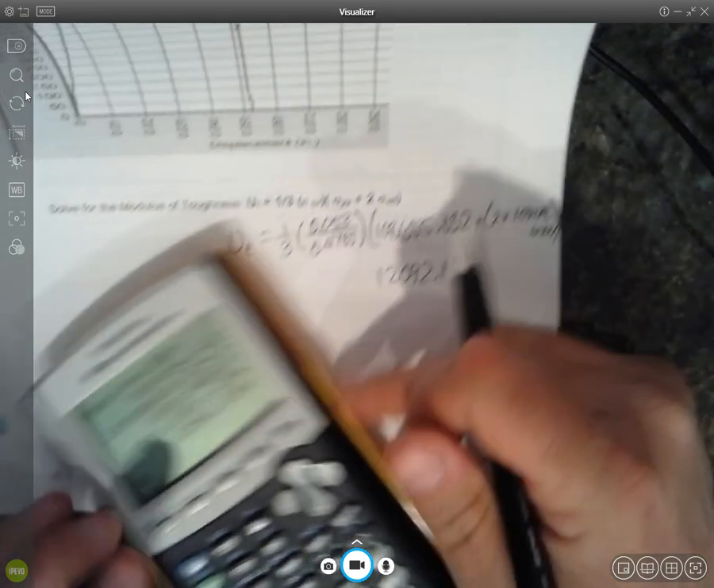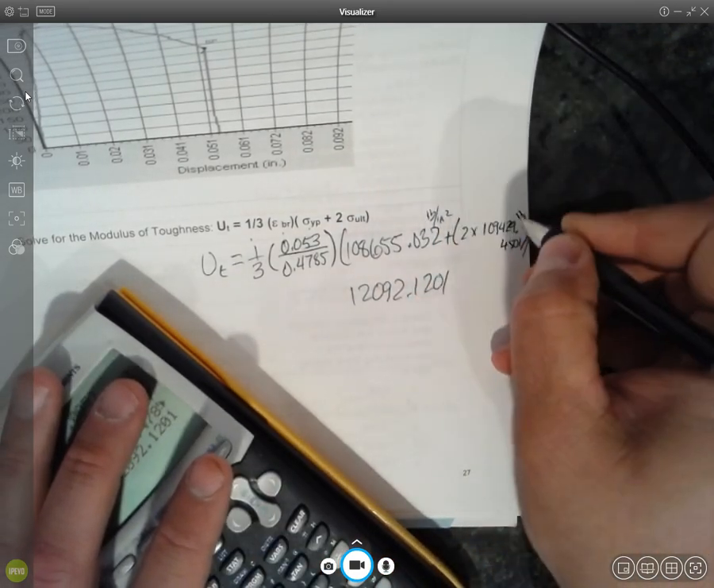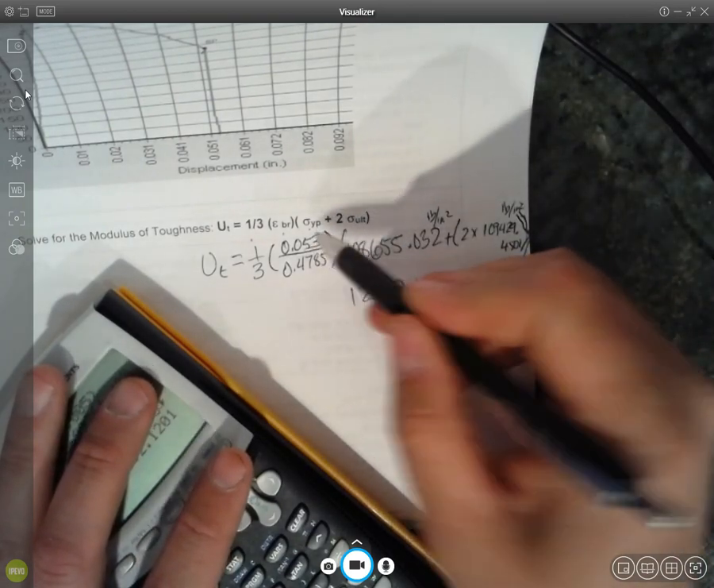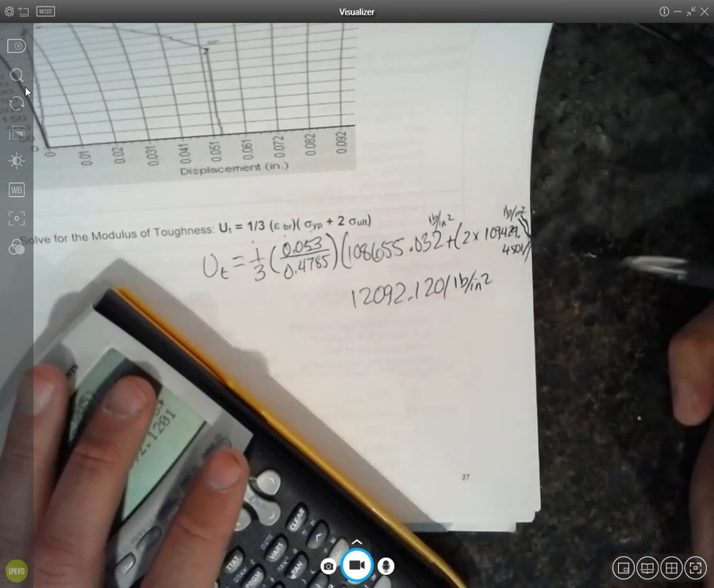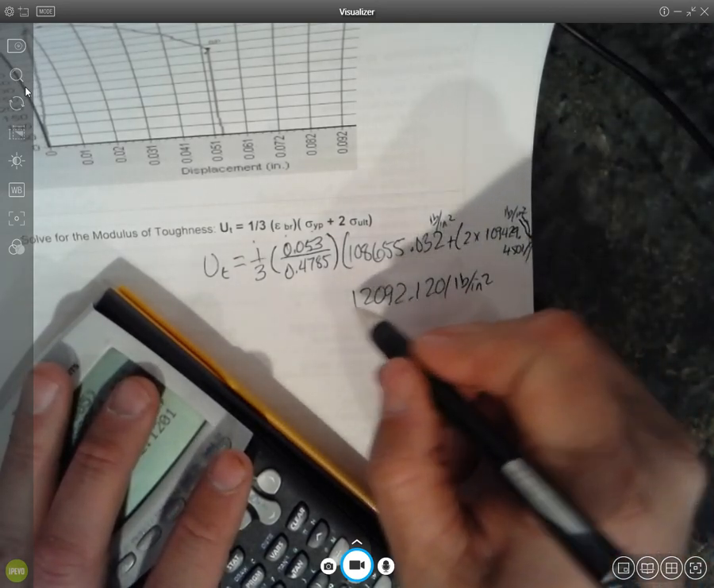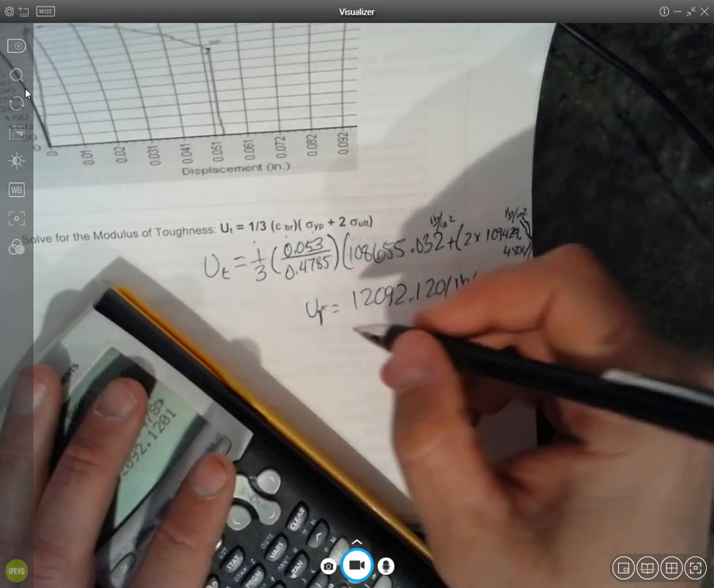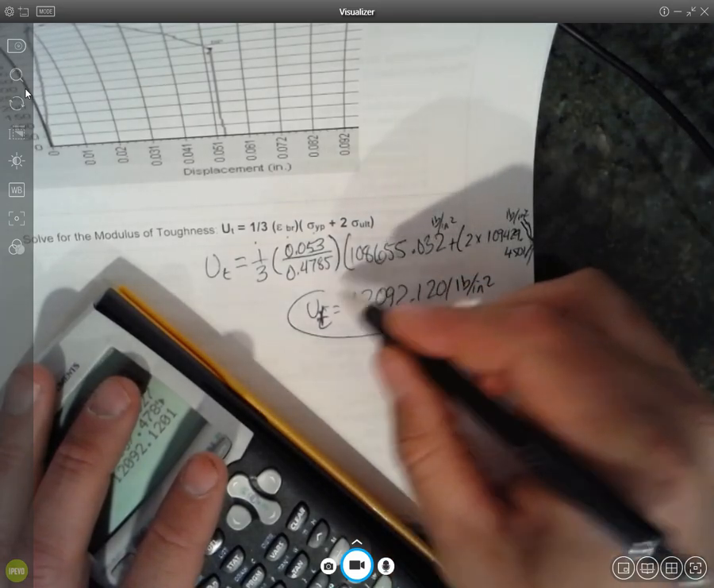And that gives me 12,092.1201. And that would be, let's see, this is in pounds per inch squared. This is in pounds per inch squared. That's inches per inch. So that would be pounds per inch squared. Because we're just adding them. We don't multiply them, right? So that's my Modulus of Toughness. Toughness. T. And that's it.